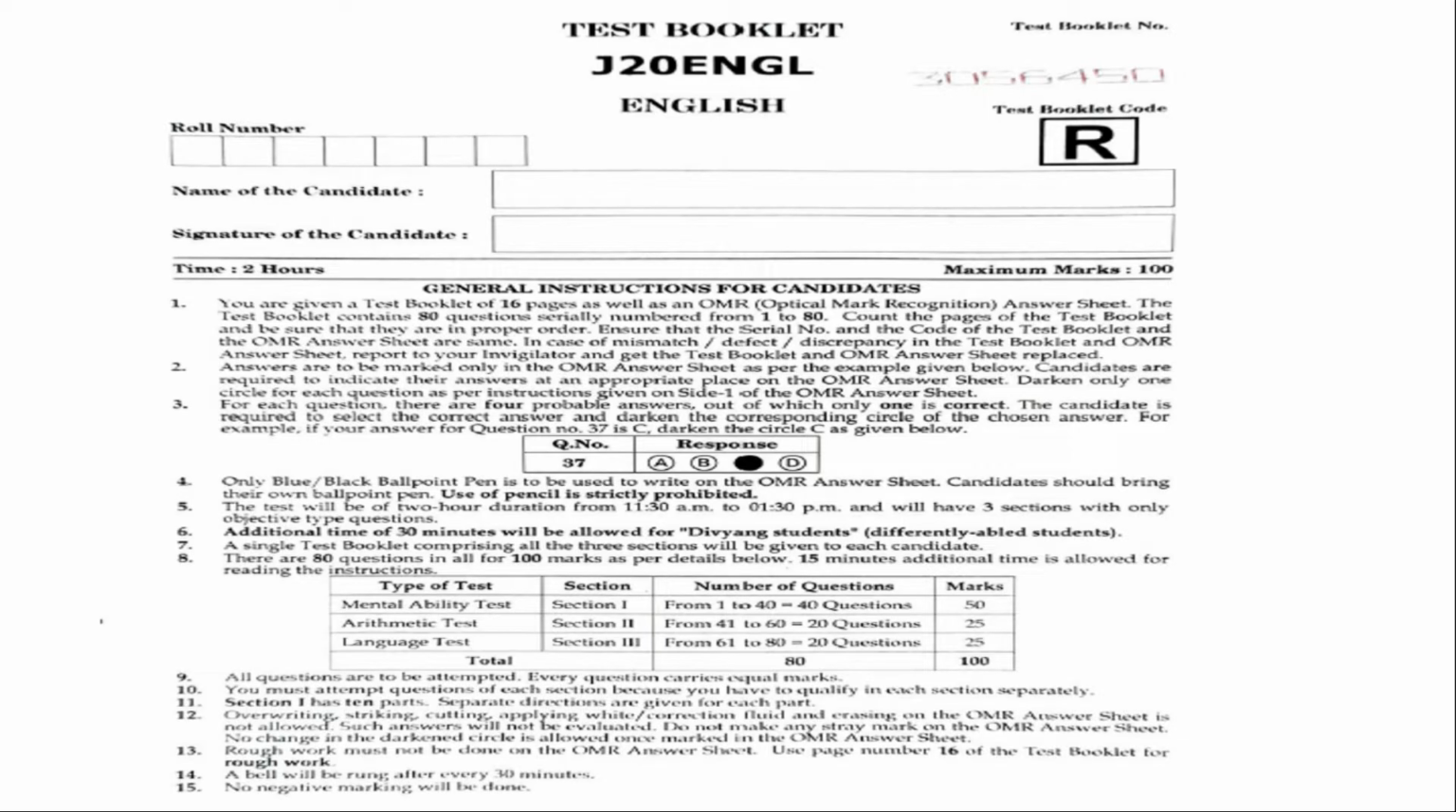In this video, we will discuss the 2020 Navodaya Entrance Class 6 paper. In this exam, there will be three types of tests: mental ability test, arithmetic test, and language test. So there are a total of 3 sections. Questions 1 to 40 are mental ability, arithmetic is 41 to 60, and the language test is 61 to 80 questions. Let's start the questions.